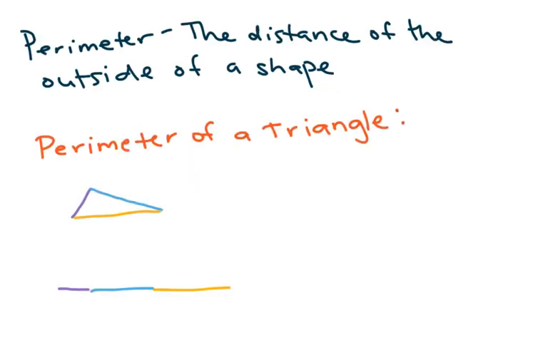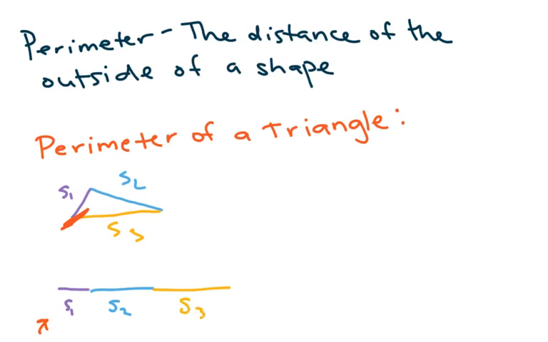Next, the perimeter is the distance of the outside of a shape. So let's do a triangle specifically. The perimeter of a triangle is, let's say if I cut this triangle right here, and then I open up those sides so that I have this line here, then that line is the length of my perimeter. So let's call these side 1, side 2, and side 3. So if I open this up now, side 1 would be this little purple line, side 2 would be this blue line here in the middle, and side 3 would be this part.